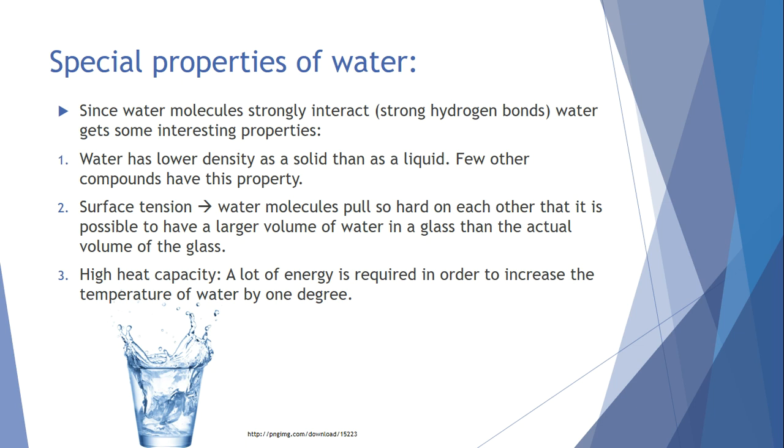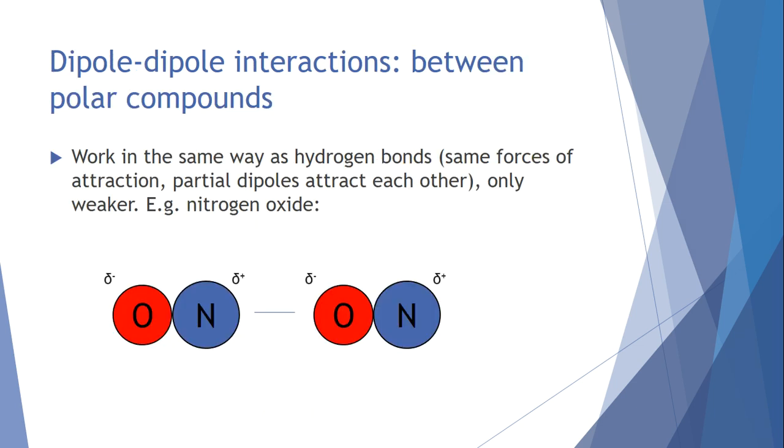Water also has a high heat capacity. We need to add lots of energy in order to increase the temperature of water by 1 degree. This means that it's a fairly stable compound and doesn't change its temperature fast. And since living organisms mainly consist of water, this makes us sort of stable in an environment where temperature changes rather rapidly. So a very good compound.